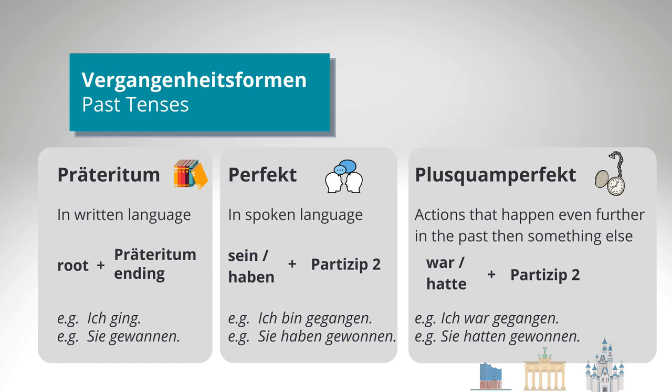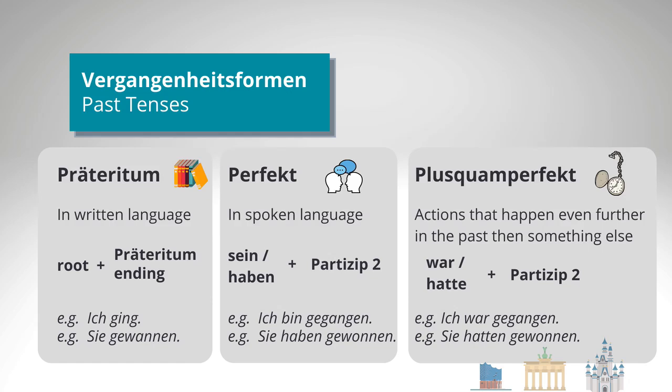Now let's have a look at their formation. The Präteritum is formed by taking the root of the verb, for example geh in gehen or mach in machen, and then adding the so-called Präteritum ending. Those were the endings t, test, t, ten, tet, and ten. And that's basically already it. The problem is, in the Präteritum we have many irregular verbs, but more on that later.